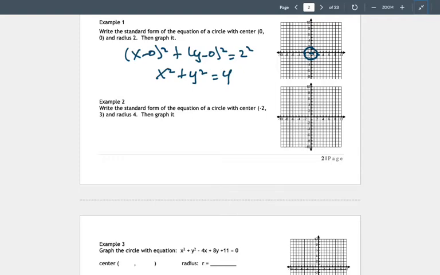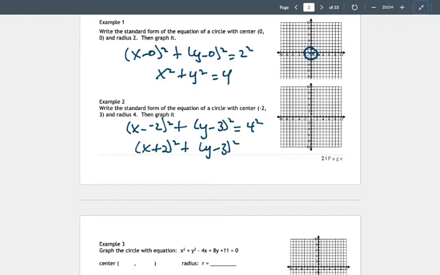Now we're going to write a circle where the center is at (negative 2, 3). So I'm going to say (x minus negative 2) squared plus (y minus 3) squared equals the radius squared. Simplifying that would be (x plus 2) squared plus (y minus 3) squared equals 16. Then you go over to the point (negative 2, 3), and your radius is 4, so you go out 4, and then just draw your circle.